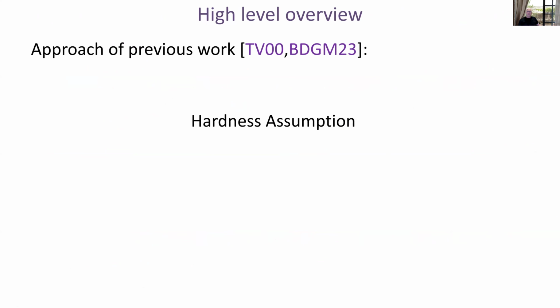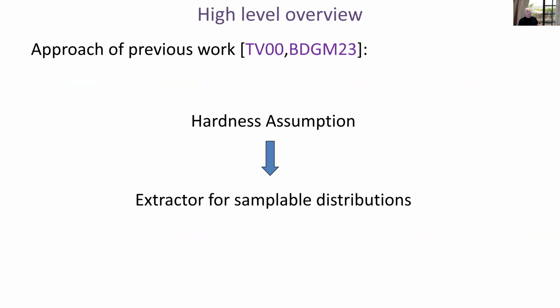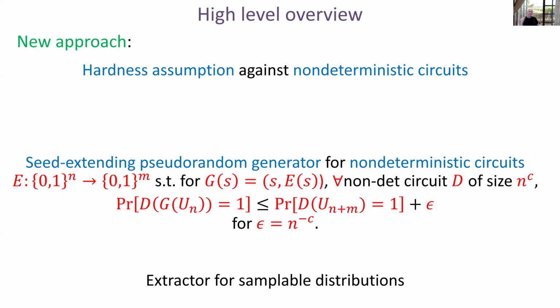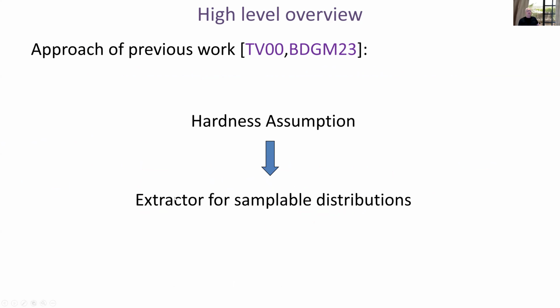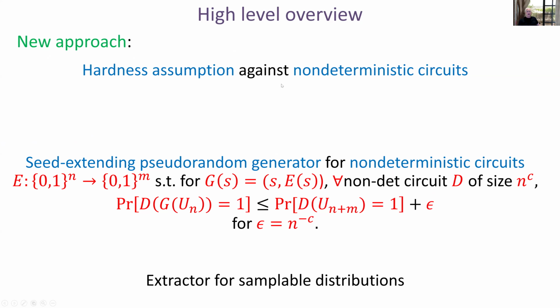Unlike a previous work by Trevisan and Vadhan, the BGDM paper, which constructed extractors for samplable distributions directly from the hardness assumption, we'll use an intermediate object. Namely, we'll do the construction in 2 steps. Specifically, we'll start from a hardness assumption against non-deterministic circuits, and we'll end with an extractor for samplable distributions, but there will be an intermediate object, and this intermediate object is going to be a seed-extending pseudo-random generator for non-deterministic circuits.